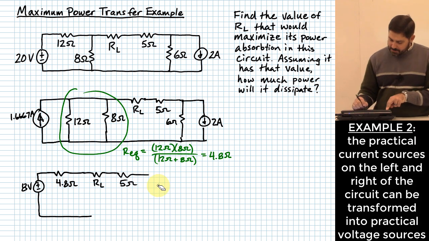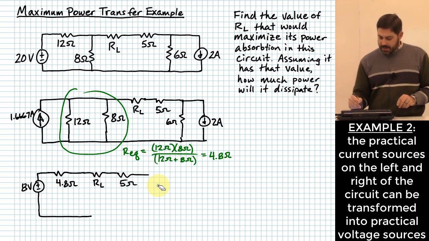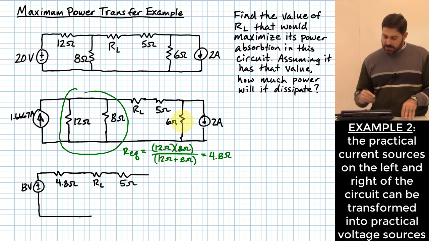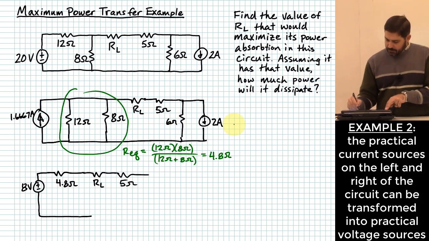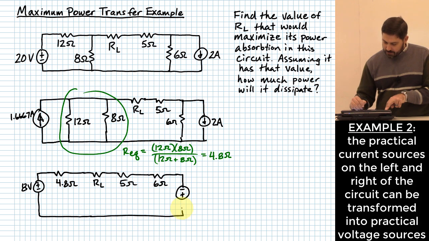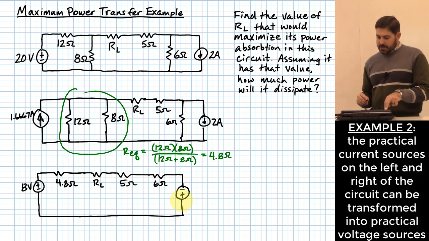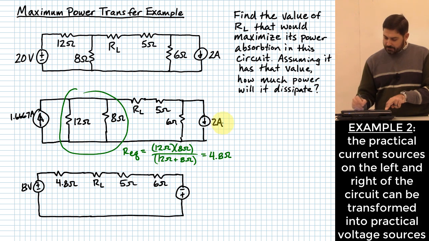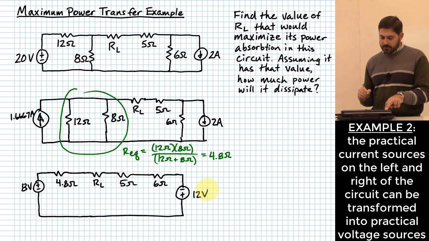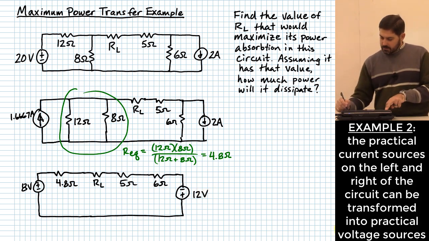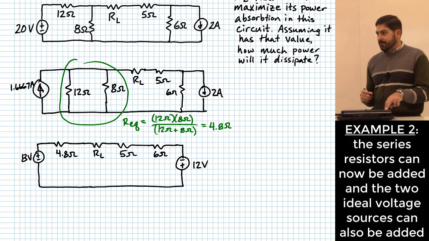Now I'll tell you what, I'm going to skip a step here. Can I do a source conversion for the 2 amp and the 6 ohm? What would that look like? 6 ohms here, and then what? A voltage source down here that is going to be 6 ohms times 2 amps. And what will that be? 12 volt. Now what do I combine?